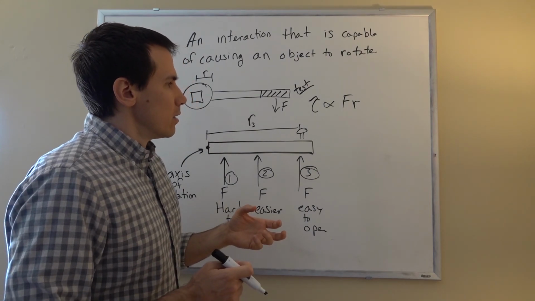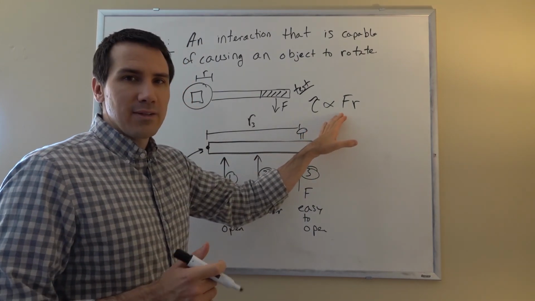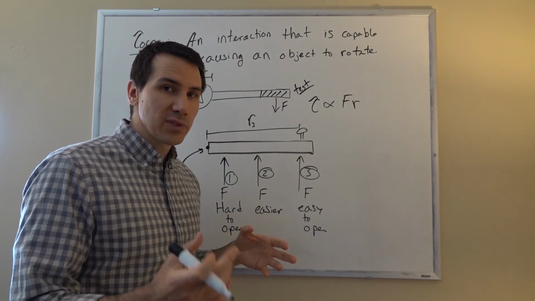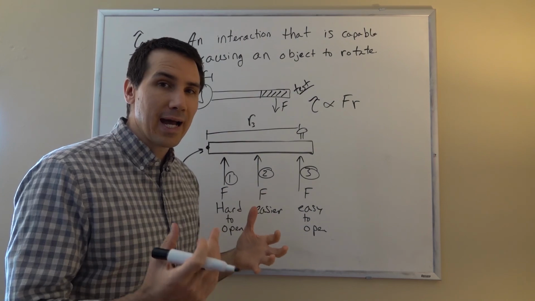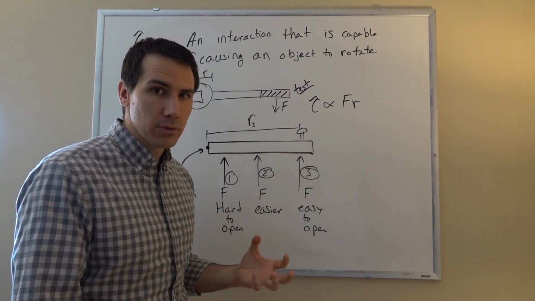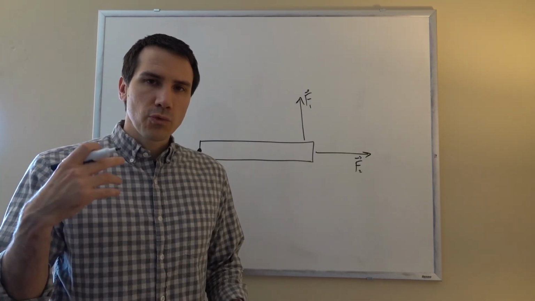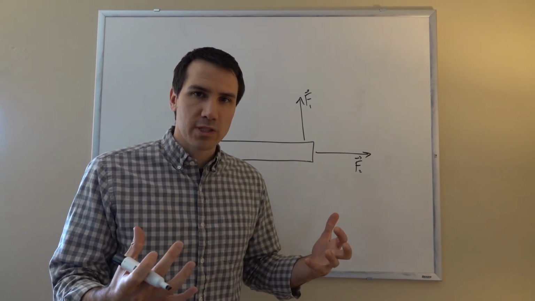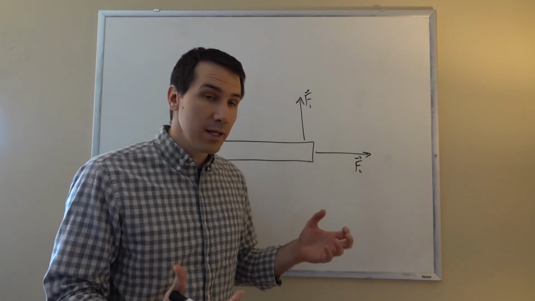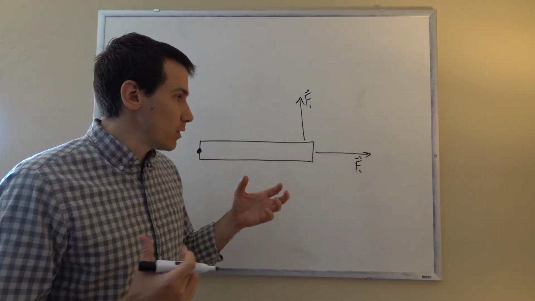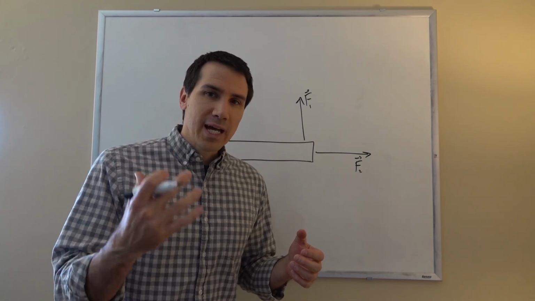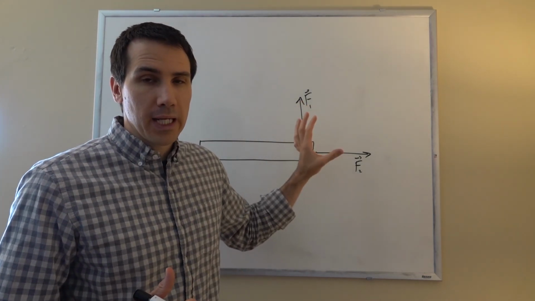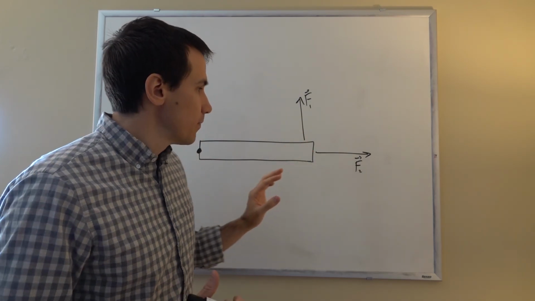Okay, so we have this kind of sample function for torque, but that's not quite the whole story, because it matters how we apply our force. So we now know that the torque should somehow relate to the amount of force that we apply and how far away from our axis of rotation we apply that force. But the last thing that we need to think about is what direction are we applying that force?